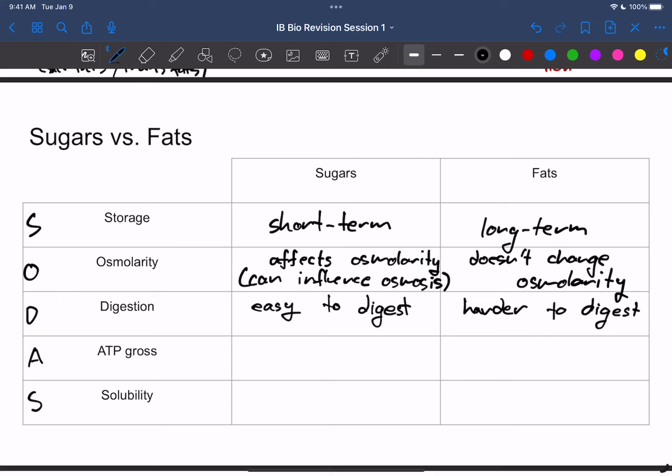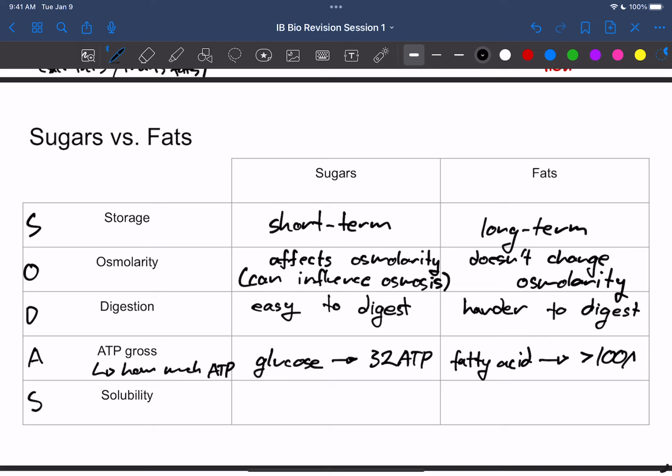Next is ATP gross. Basically, what that means is, how much ATP do you get? Well, for sugars, let's pick an example. If you have glucose, you're going to get 32 ATP. If you have a fatty acid, depending on the length, sometimes you can get over 100 ATP if it's big enough.